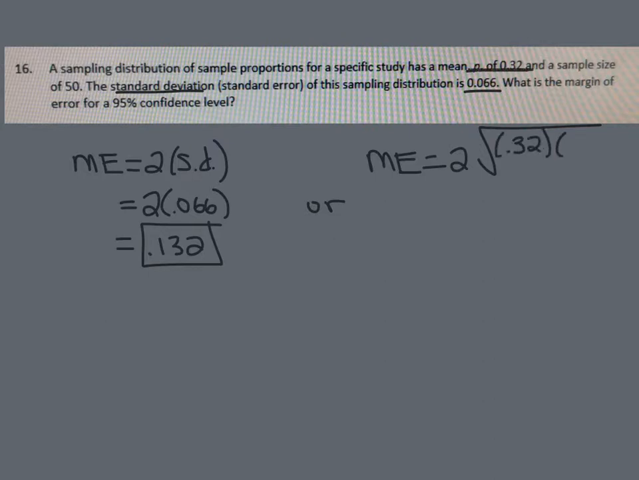And then 1 minus 0.32 would be 0.68. And we're going to divide that by the sample size, which they say right here is 50. So if you plug that in your calculator, you also get 0.132. So either way you want to do it is fine.